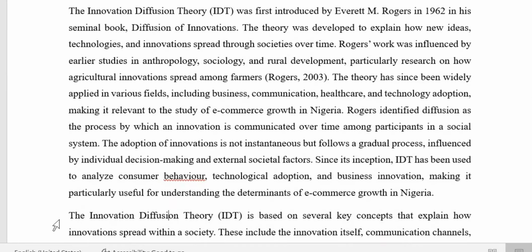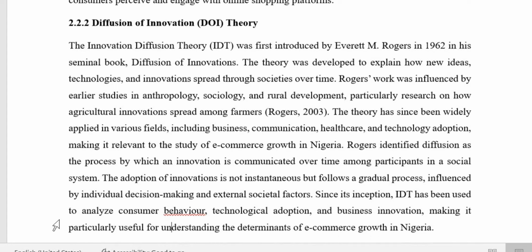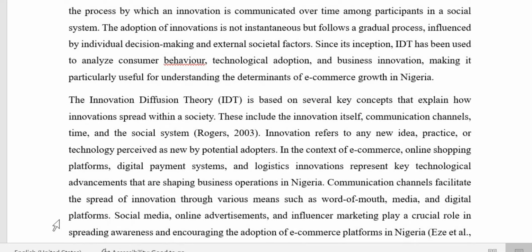Let's look at another theory. You see, there's another theory: diffusion of innovation theory, DOI theory. Now, the innovation diffusion theory was first introduced by Rogers in 1962. Here they tell us what the theory says. They said the theory was developed to explain how new ideas, technology, and motivation spread through society over time. Now, ICT and e-commerce are new technology, a new adoption, a new innovation rather, that brings out new ideas. And before, there was nothing like e-commerce.